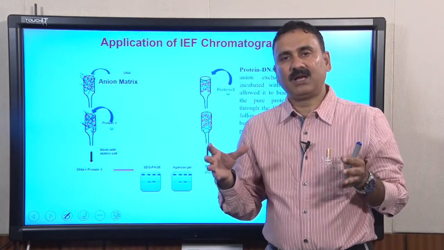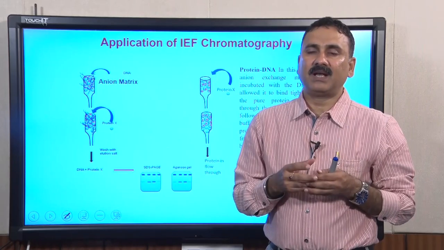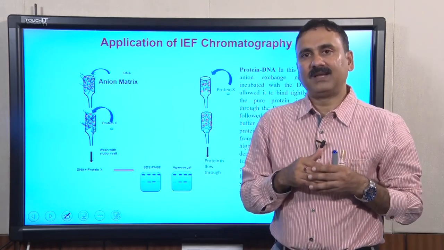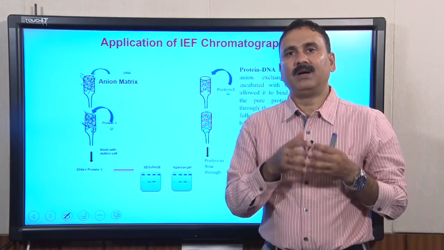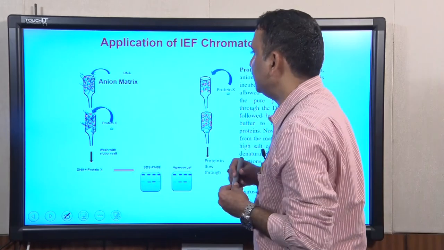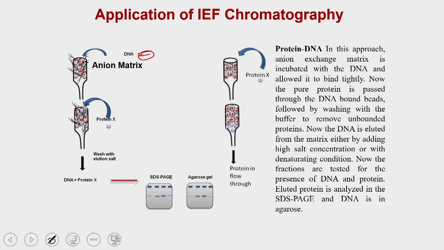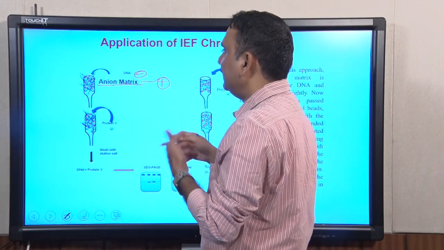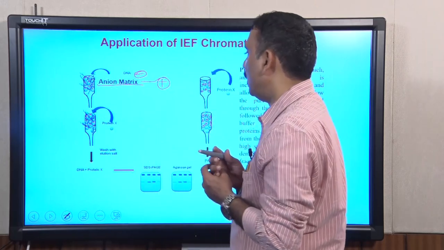If you have this type of criteria, you can study the interaction between these two biomolecules. Let's take an example of how you can study the interaction between DNA and protein. You know that DNA is negatively charged. So for negatively charged DNA, you use anion exchange chromatography, which means you use an anion matrix, and the anion matrix is positively charged, so it will very readily bind the DNA. In the first step, you load the DNA whose interaction with a protein X you are interested in studying, and the DNA will bind to these anion matrix beads.